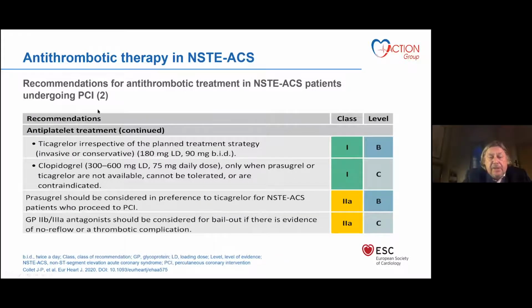On the next slide, you can see that ticagrelor can be used irrespective of the planned treatment strategy, while prasugrel should only be used in the cath lab. So it should not be given as a pre-treatment, based on the data of clinical trials. And finally, clopidogrel can also be given, especially if the other two drugs are not available. Here you see a 2AB recommendation that prasugrel eventually should be considered in preference to ticagrelor for these non-STEMI patients who proceed to PCI.